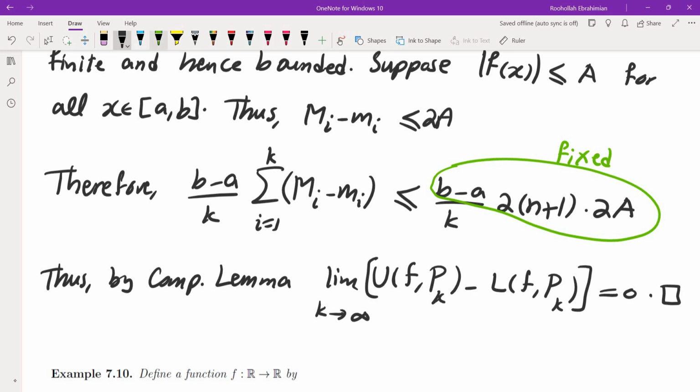Note that 1 over k approaches 0. This 1 over k that I have approaches 0. The rest are all constant. So that means this is greater than or equal to 0, and this guy is upper minus lower. This is in fact upper, this is what we had at the beginning, minus lower.